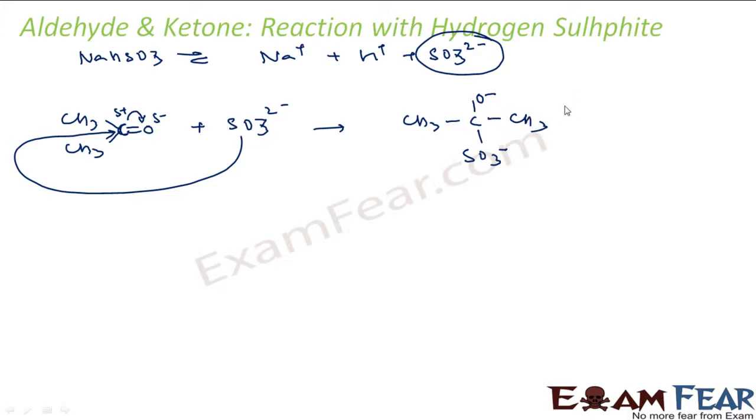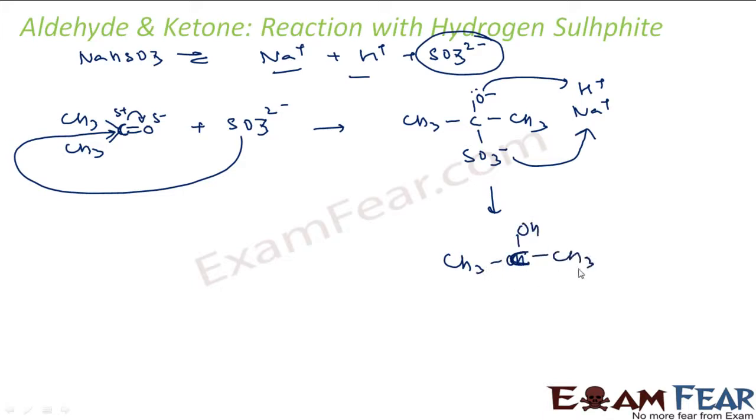Correct? Now what I have in my system, I have Na+ and I have H+. This oxygen has a lone pair to attract this H+, and SO3 will attack this Na+. So what you get is CH3 C, here you have OH, CH3, here you have SO3Na. And this is the reaction mechanism. Acetone bisulfite compound.